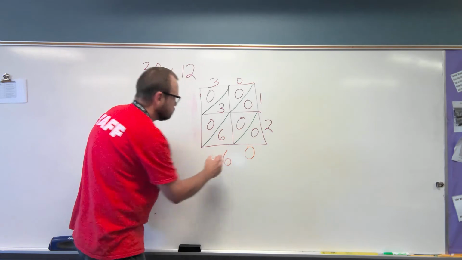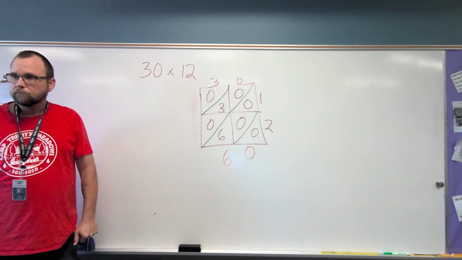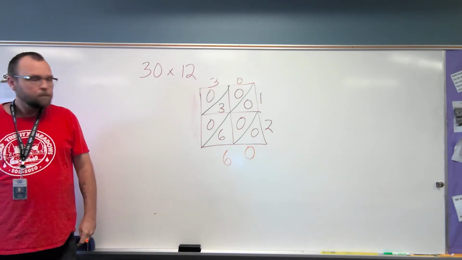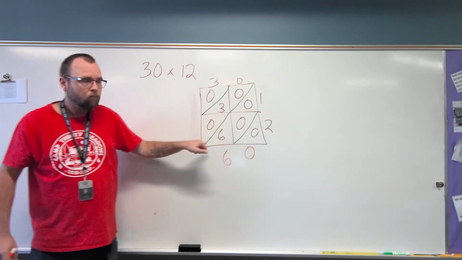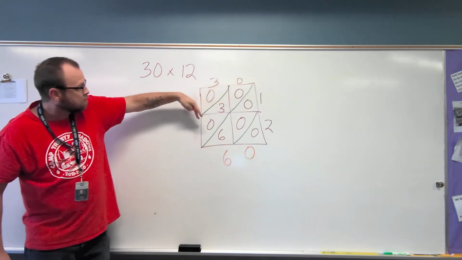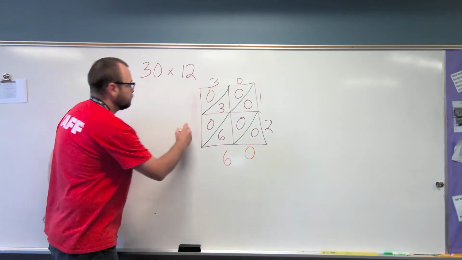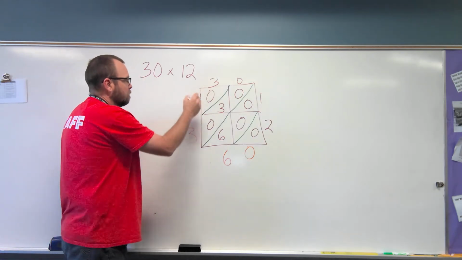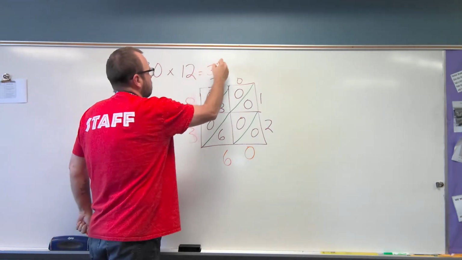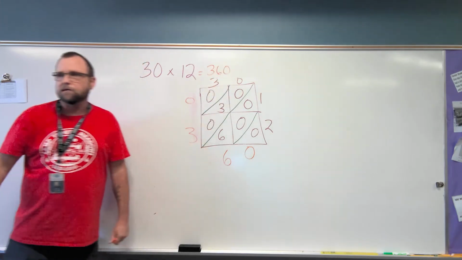But if there's a 0, doesn't 0 times 6 with 0? No, we're not multiplying. We're adding them. Here we're adding 0, 3, 0, 3. And then we have nothing there. So if we did this right, my answer should be 360.